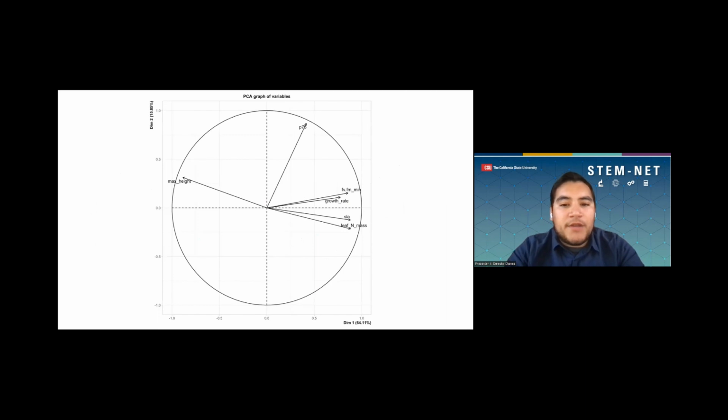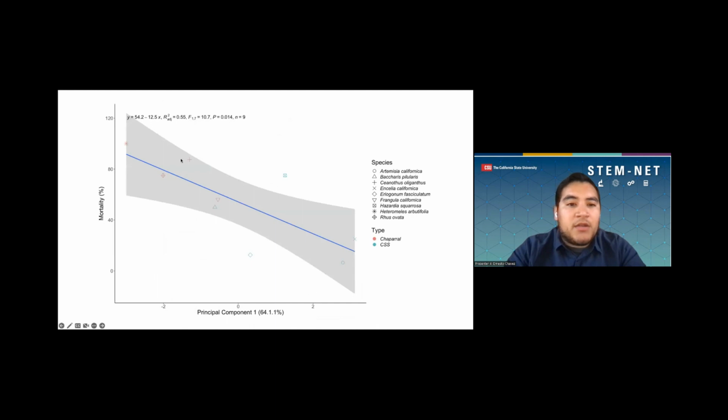So here we put all of the traits we measured in one graph, in a principal component analysis graph, and we see that leaf nitrogen mass, specific leaf area, growth rate, and fluorescence were strongly associated with one another. And inversely to that, max height was inversely proportional. We put that again on a linear model, and we see that there was a strong association between these traits and mortality rate.